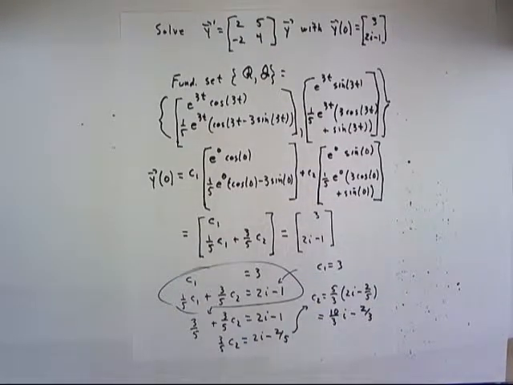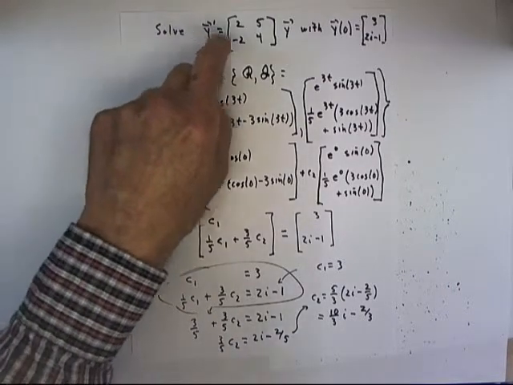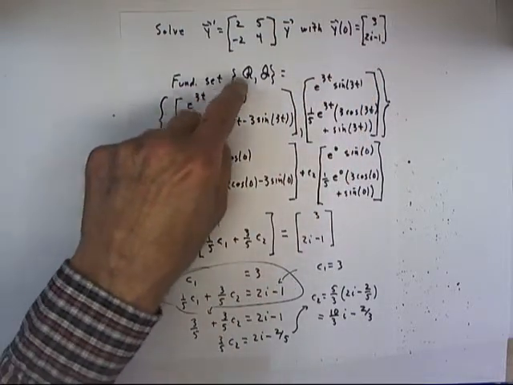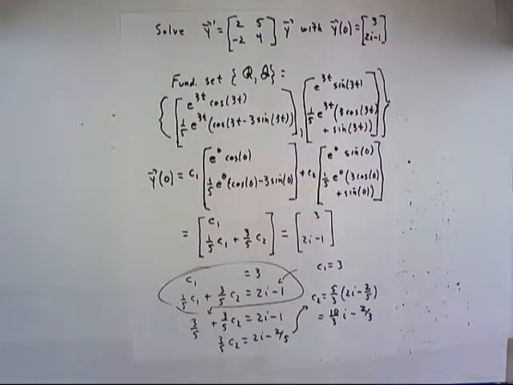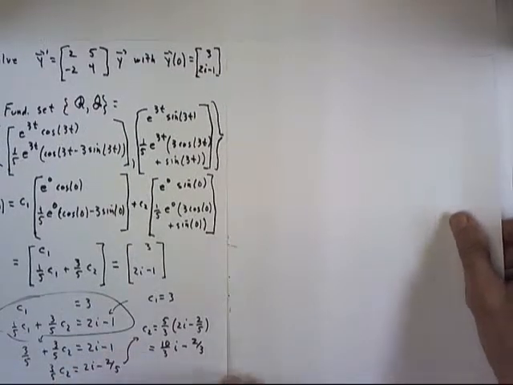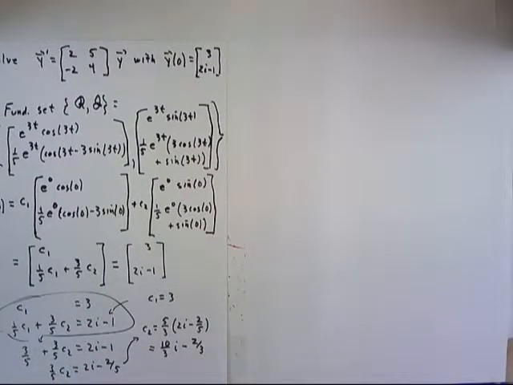Returning to the task at hand, we're trying to solve this system with this initial condition. We're using the fundamental set we got from the real and imaginary parts of our first solution coming from our first eigenpair. And we've obtained values for C1 and C2, so it remains only to write out our solution.